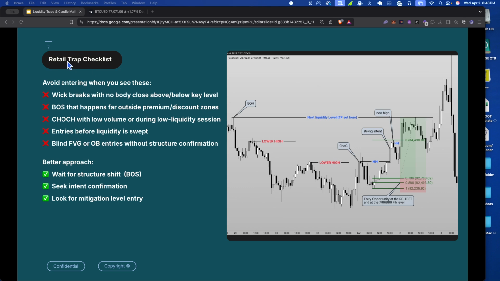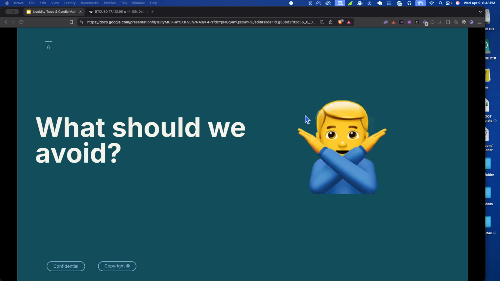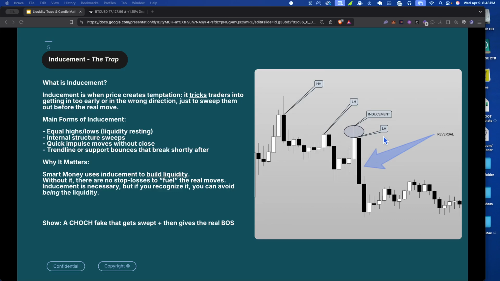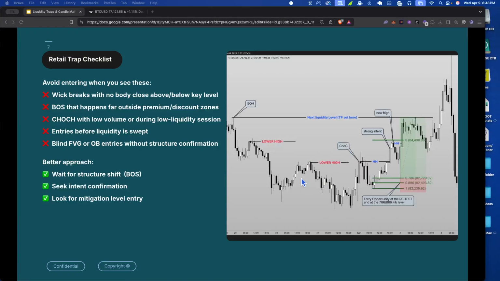We also want to avoid entering before liquidity is swept, meaning we want to wait for the liquidity to be swept before entering a trade. If you see liquidity being built, and I've got an example here, you can see this was obviously a change of character, and I'm going to run through this in a second, but you can see liquidity is being built. You don't enter here, you just want to see the liquidity first being taken out. And then obviously we don't just enter blindly out of fair value gaps or imbalances, whatever you want to call them, without structure confirmations.